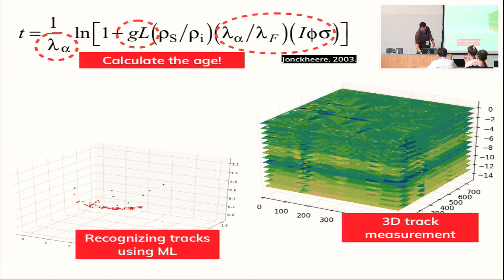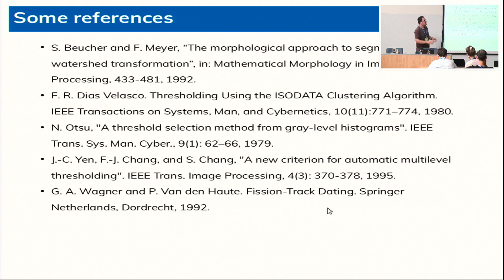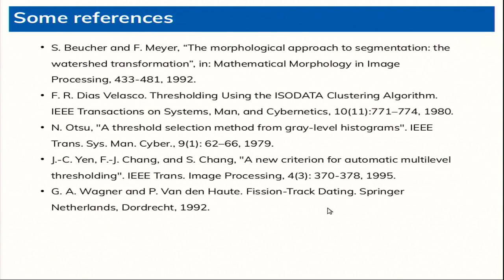Some of the references that I'd like to share with you. The first one is the watershed transformation that we use for separating the round or almost round tracks. Then Velasco, Otsu, and Yen are binarizations that we use a lot, and Wagner and van den Haute can give you anything that you want to determine the age of a track using this method. Thank you very much.